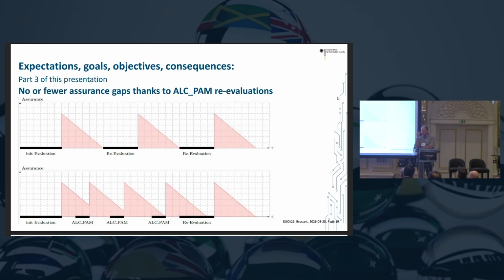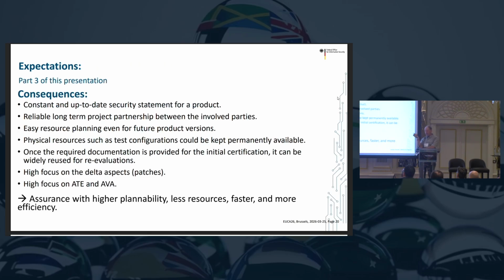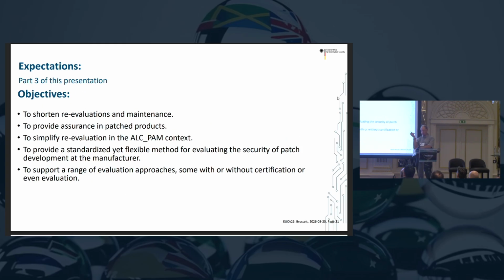I hope, or I am convinced, that with these fast cycles, we can have many more fast recertifications, and we can keep the assurance up to date. And the expectations, this is already part 3 of my presentation, is of course to have assurance with maybe higher plannability, but certainly faster and more efficient. And we want to shorten the re-evaluation cycles and the recertification cycles because, like I said in the beginning, this is the main critique of the Common Criteria.